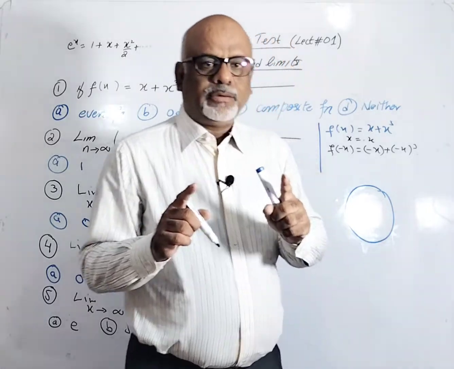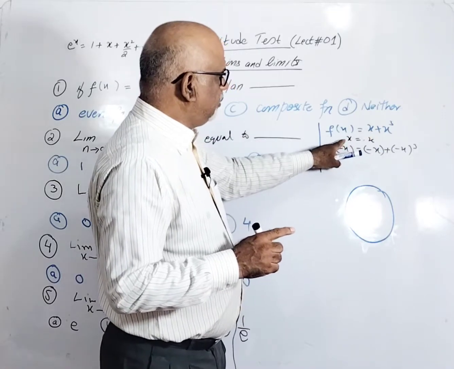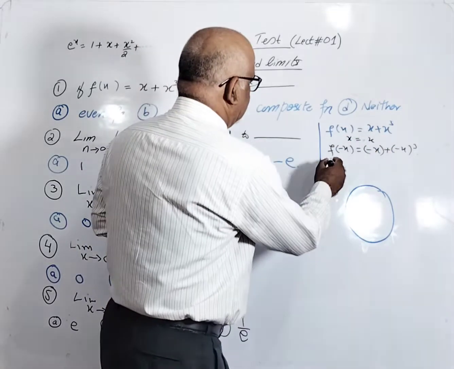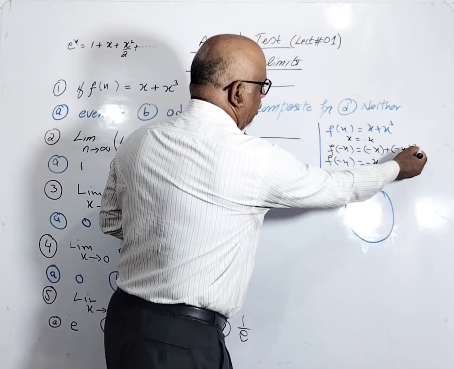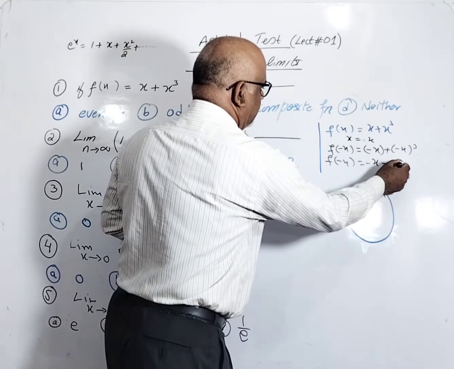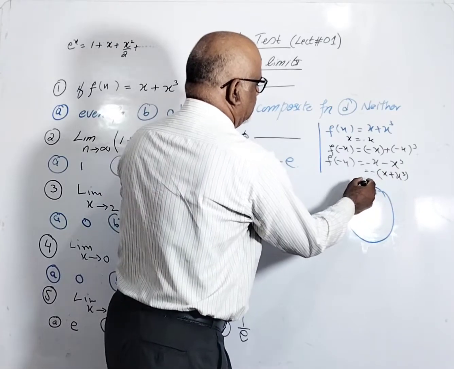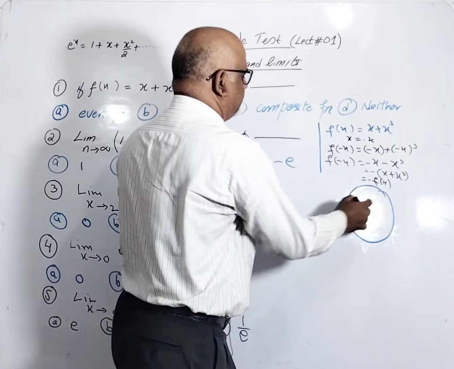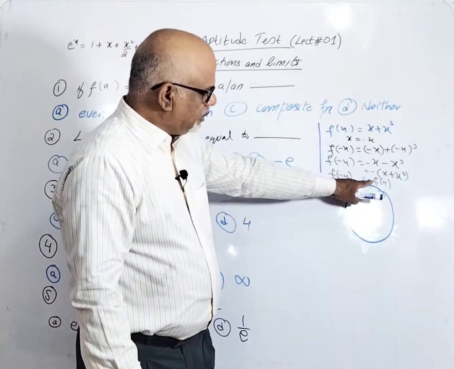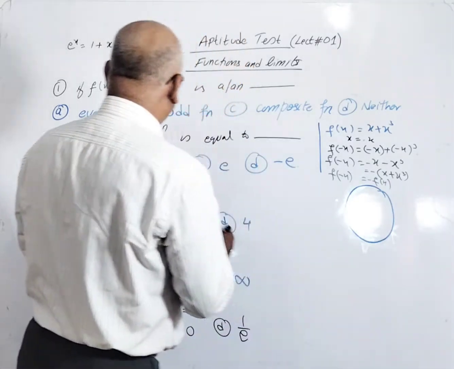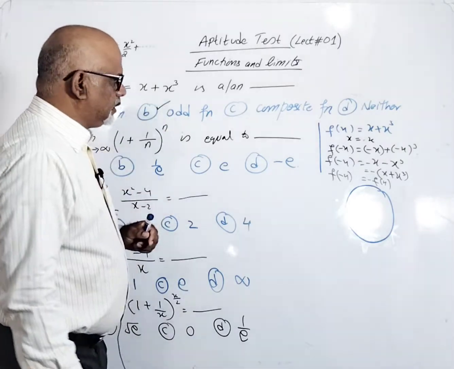Whatever function is given, to check whether it is even or odd, you have to replace x by minus x and then simplify. Minus x to an odd power stays negative, so take out minus common here. So this is minus f of x. If f of minus x is equal to minus f of x, then that function is called an odd function. So the B part of this MCQ is correct.